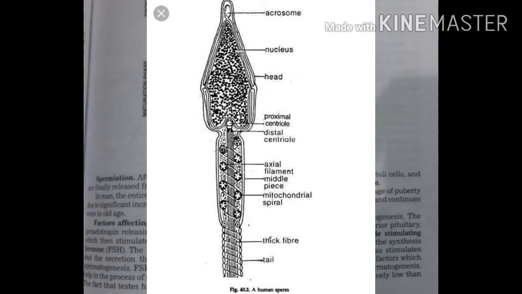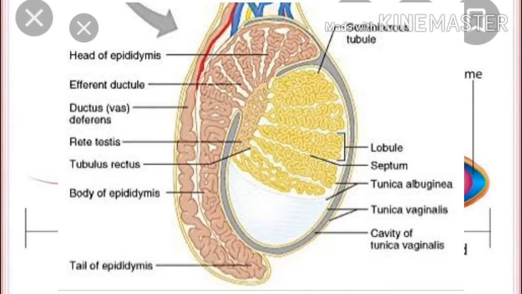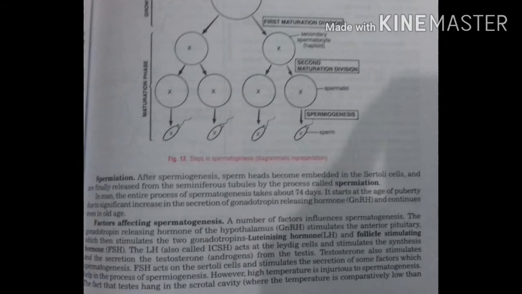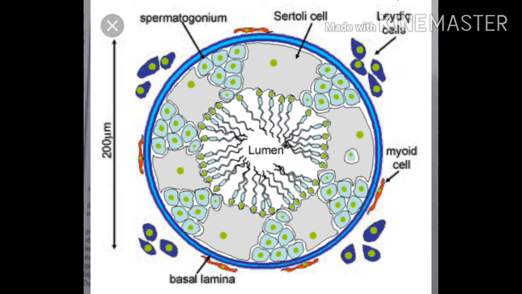Spermatozoa are situated most centrally in the seminiferous tubules, spermatogonia most peripherally, and others such as spermatocytes and spermatids occupy intermediate positions. Next, spermiation. After spermiogenesis, sperm become embedded in the Sertoli cells and are finally released from the seminiferous tubule by the process called spermiation.